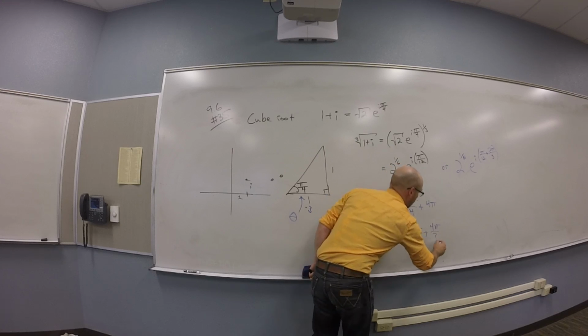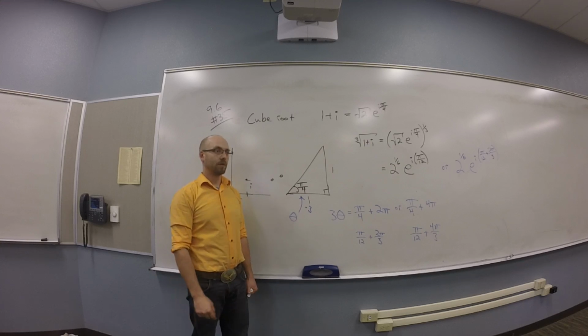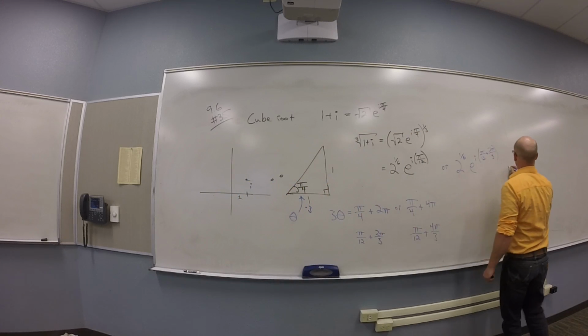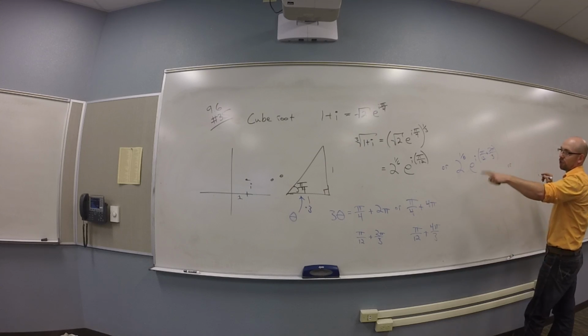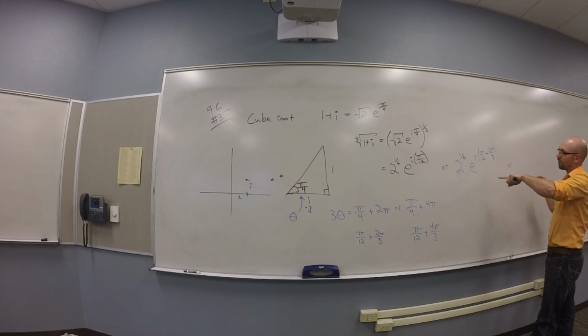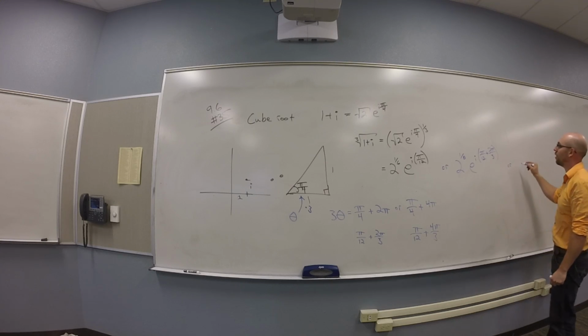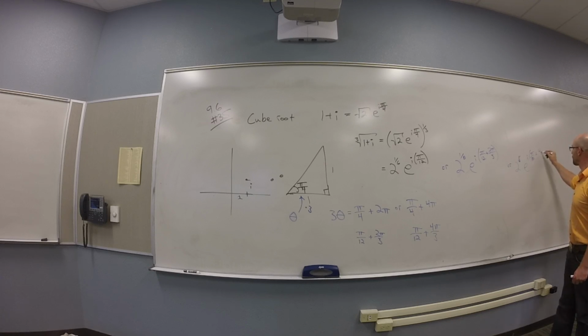So is that one still in the circle? Still within 1 revolution? Yeah. So I really have 3 answers. My answers are 2 to the 1/6 e to the i pi over 12, or 2 to the 1/6 e to the i (pi over 12 plus 2 pi over 3), or 2 to the 1/6 e to the i (pi over 12 plus 4 pi over 3).